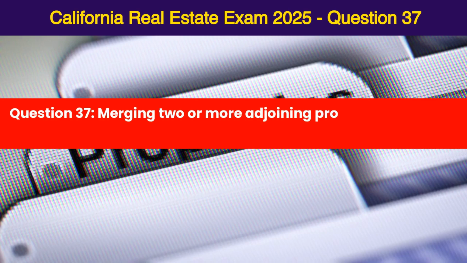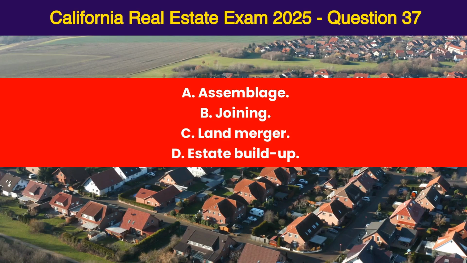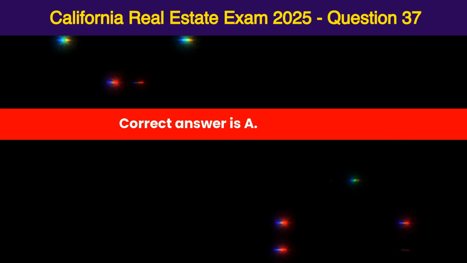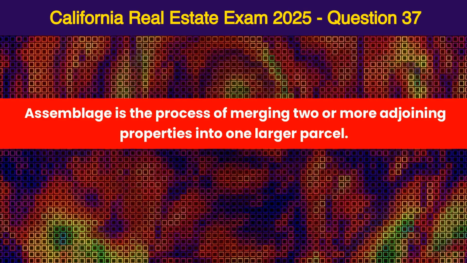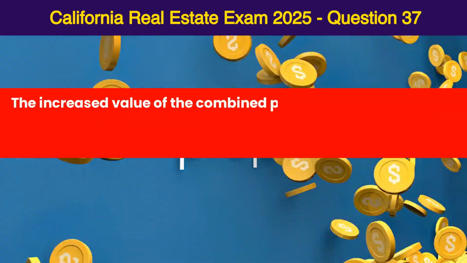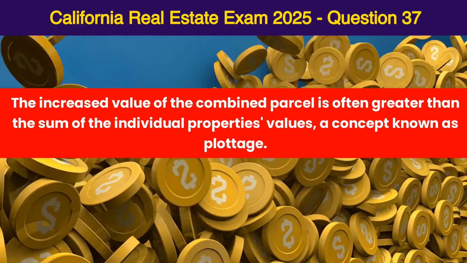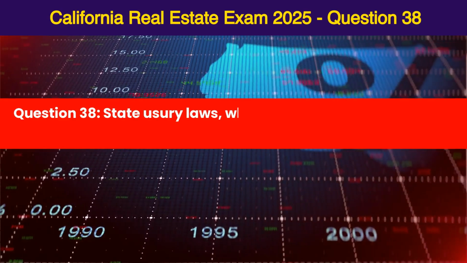Question 37. Merging two or more adjoining properties into one is called A. Assemblage. B. Joining. C. Land merger. D. Estate buildup. Correct answer is A. Assemblage. Assemblage is the process of merging two or more adjoining properties into one larger parcel. The increased value of the combined parcel is often greater than the sum of the individual properties' values, a concept known as plottage.